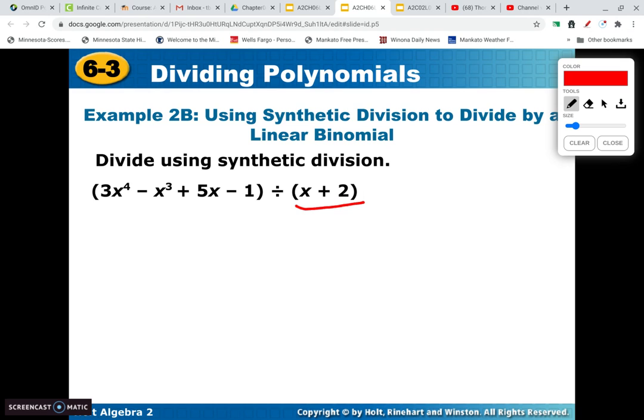X plus 2. We're going to put in the x value in the magic box. We're going to call that the magic box. What value of x would make that 0? Well, if that's plus 2, the opposite's negative 2, that would make that 0.